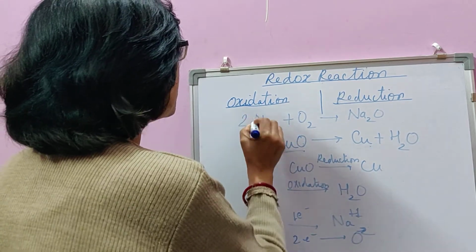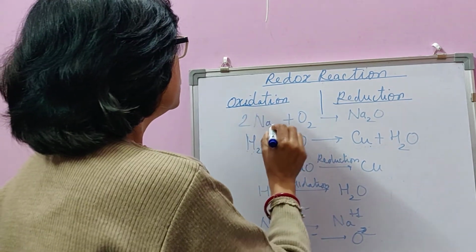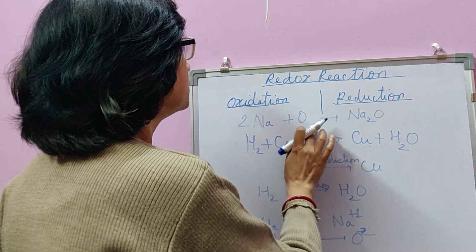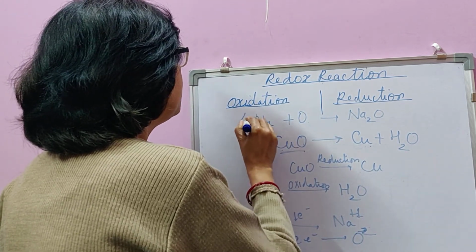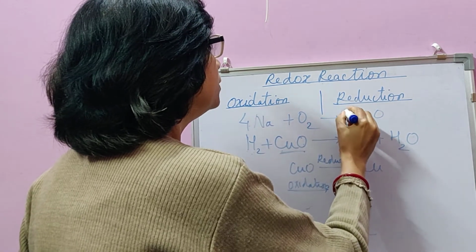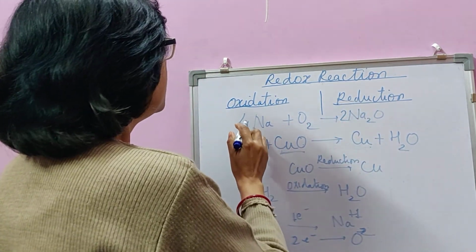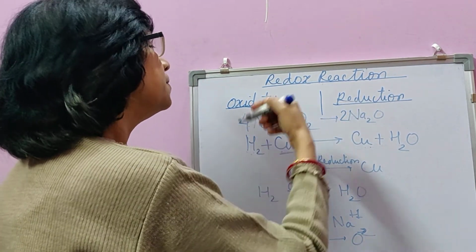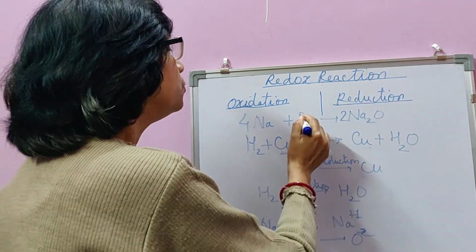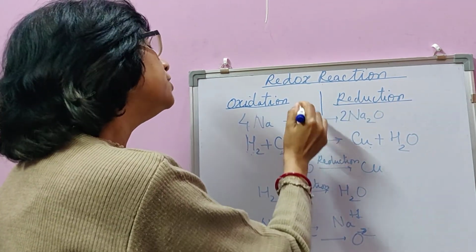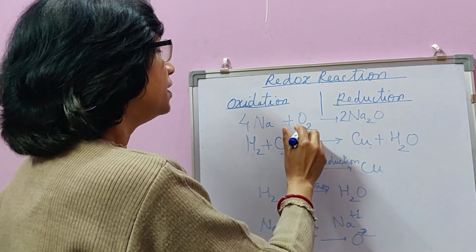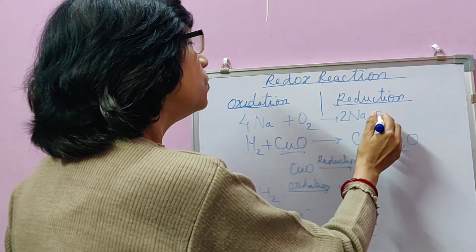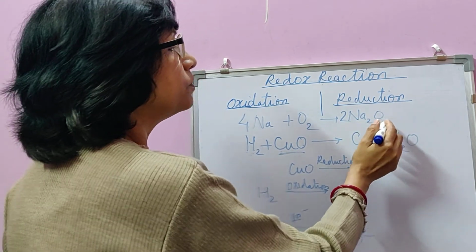How? Because it combined with 2 Na and only one oxygen atom. So if we balance it, then it will be 4 Na plus O2 gives 2 Na2O. So together 4 sodium atoms gave 4 electrons and 2 oxygen atoms gained those 4 electrons, meaning 2 electrons per atom, and therefore it became O minus 2 here in sodium oxide.